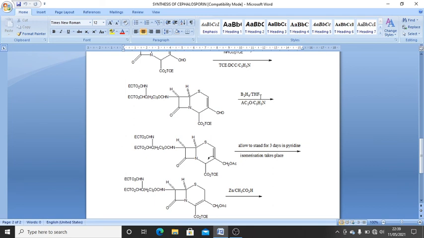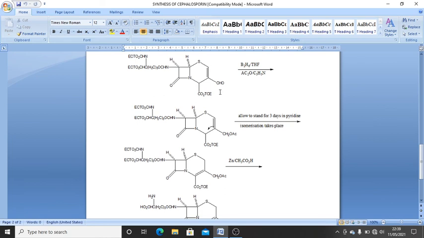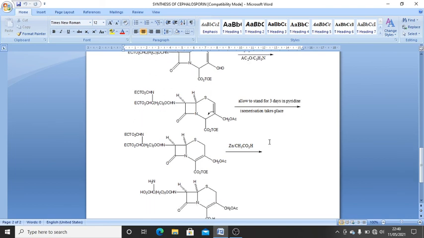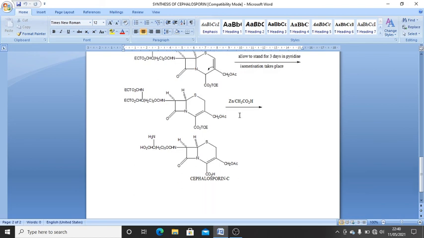Boron in the presence of THF converts this aldehyde into CH2OH. Further, in the presence of acetic anhydride and pyridine, it gets converted to CH2OAc. Once this intermediate is formed, it is allowed to stand for 3 days in pyridine and isomerization of the double bond takes place. Once the isomerization is completed, then there is a deprotection. There is a system for deprotection now. It can be done with the help of zinc in acetic acid.